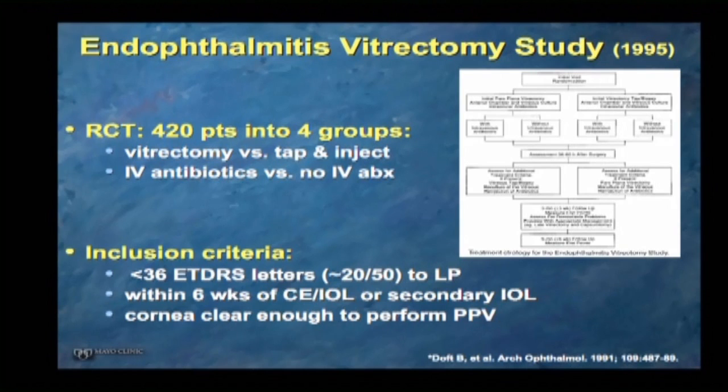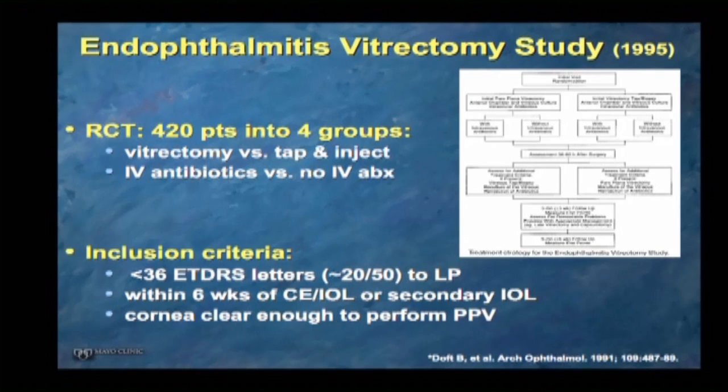As far as an evidence basis for endophthalmitis, we really looked at the Endophthalmitis Vitrectomy Study. We all know the study, but it took 420 patients, put them into 4 groups, looked at vitrectomy versus tap and inject for management, and also looked at whether or not systemic IV antibiotics and hospitalization were helpful in these patients. The patients were usually between 20/50 and light perception, and these are all patients within 6 weeks of either cataract surgery or secondary lens implant.